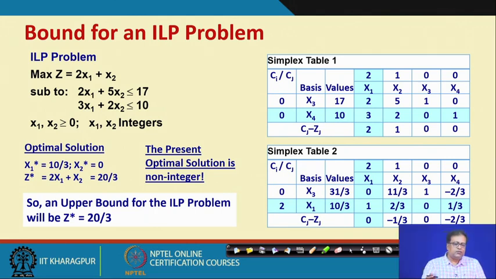Like the ILP that we solved in our previous lecture, right. So, this problem we have solved by simplex, and then we found the optimal solution was x1* equal to 10/3, x2* equal to 0, and z*, which is 2x1 plus x2, equal to 20/3. The present optimal solution is non-integer, right. So, an upper bound for the ILP problem will be 20/3. So, the LP solution could actually be used as a bound, all right.